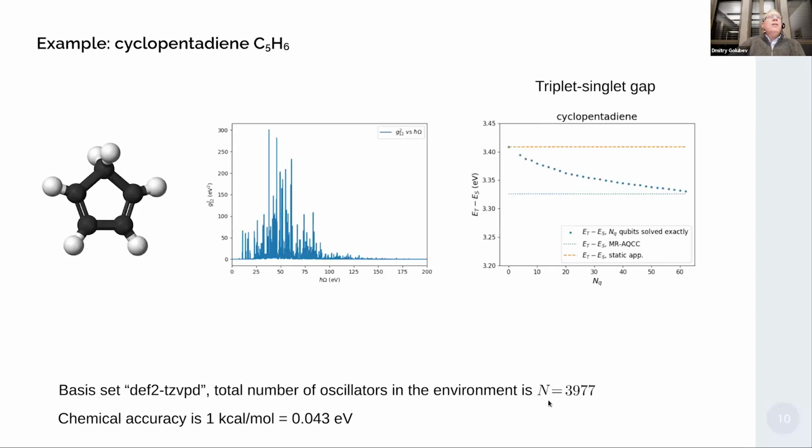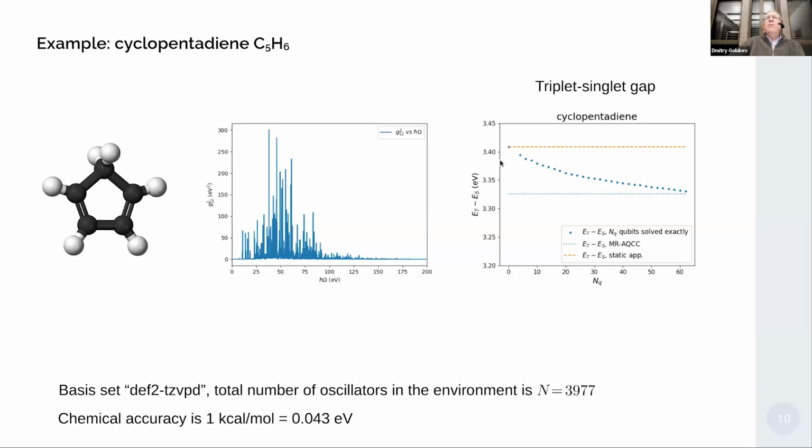Then this is the final result. Basically, suppose we have this molecule, cyclopentadiene, with these coupling strengths here. So we pick the strongest couplings, the strongest spikes. There are actually very many oscillators for this molecule, and the basis set def2-TZVPD. The total number of oscillators is basically 4,000. Out of those, we take NQ, and the rest we put into the lump shift.